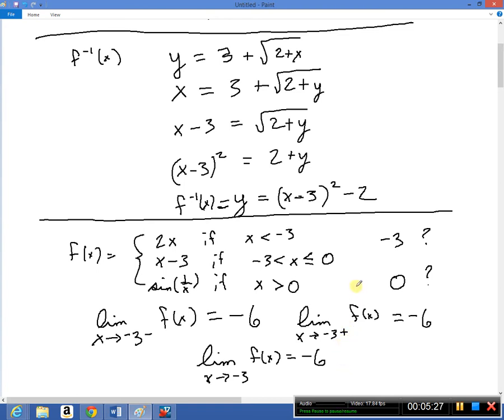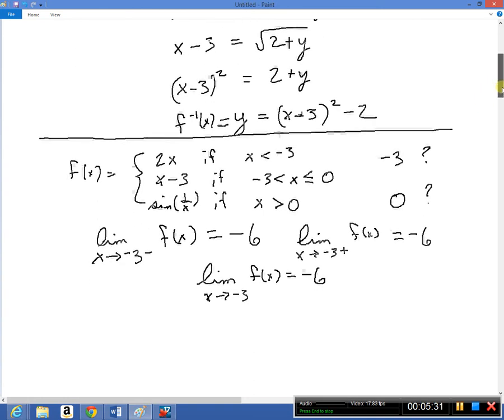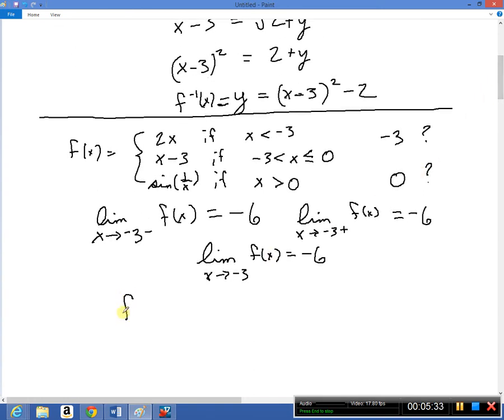A lot of you said there's no limit, but what you were confusing, I think, was the fact that there's no y value. F of negative 3 for this function does not exist. Check it out. You can't plug negative 3 in this part, you can't plug negative 3 in this part, so negative 3 falls through the cracks, you might say. There is no y value possible for x equal to negative 3.